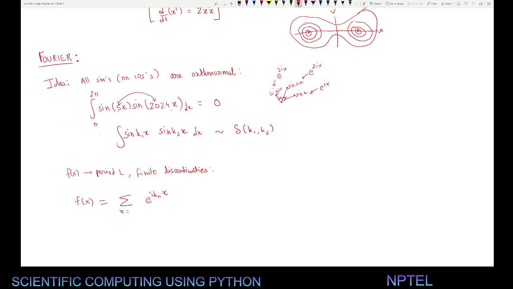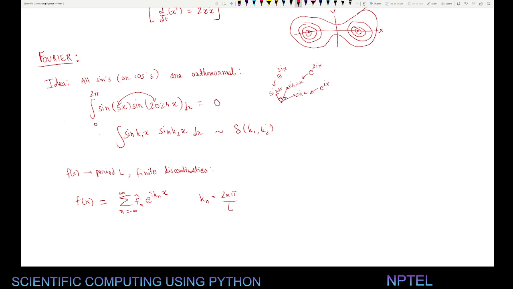Where n is from minus infinity to infinity, and this of course does not depend on f yet. So there will be a coefficient of these terms, right? Which determines which frequency is present in what amount. So let me just confirm. Yeah. Okay. And this kn will be 2n pi by L.